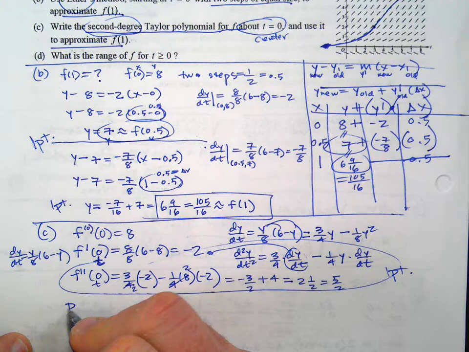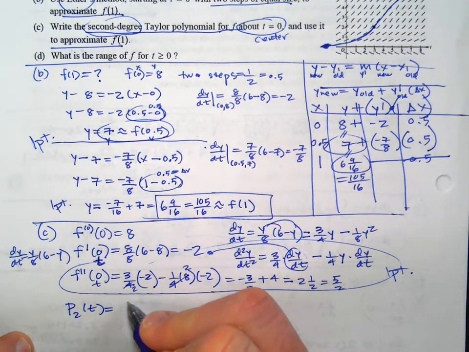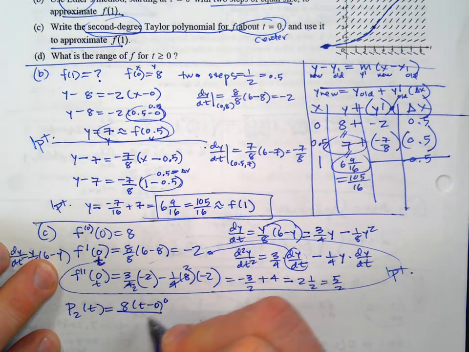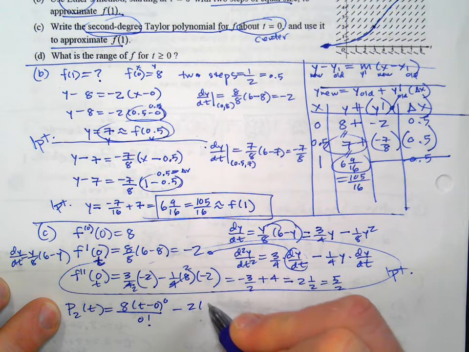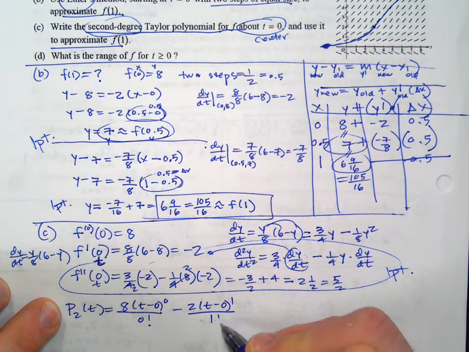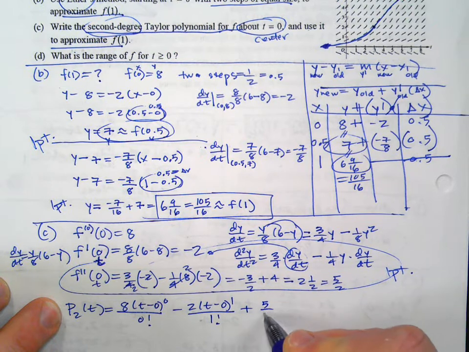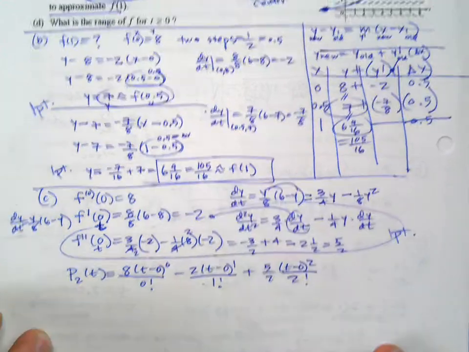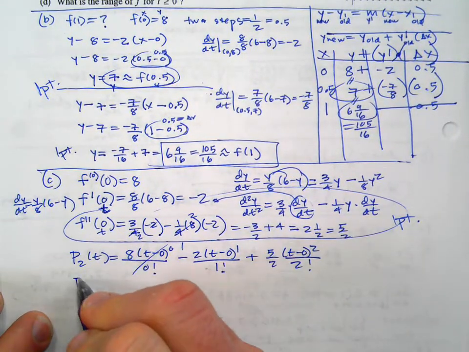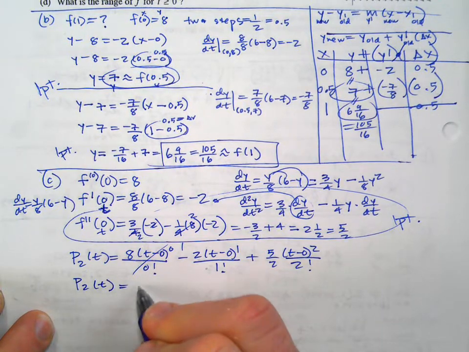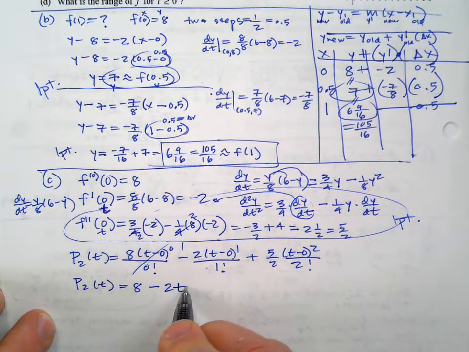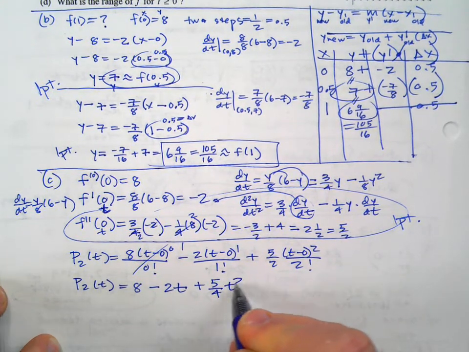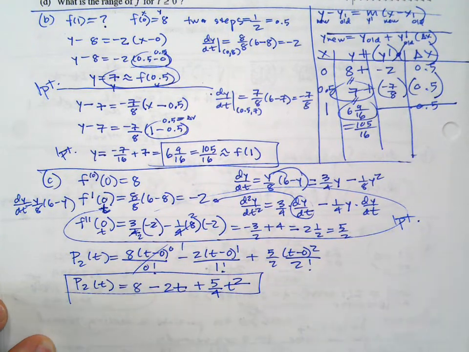So for the polynomial of second order, we're going to take the first term times t minus 0 to the 0th power over 0 factorial, and then minus 2 times t minus 0 to the first power over 1 factorial, plus 5/2 times t minus 0 to the second power over 2 factorial. So that's just the way we build these up. Now that's going to be a 1, so I'm going to clean this up a little bit. This is going to be 8 minus 2t plus 5/4 t squared. Okay, so that's a point for getting the Taylor polynomial.